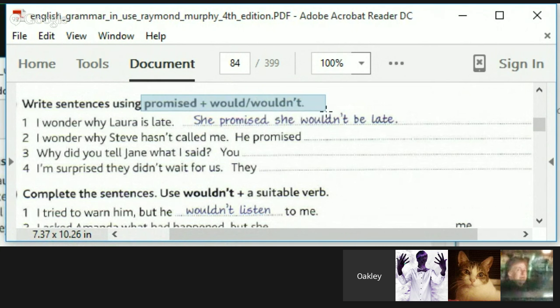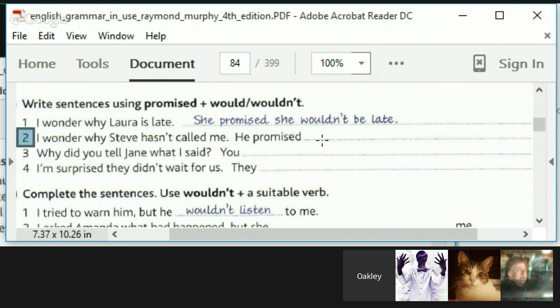Very commonly, we collocate, put together, promised and would or wouldn't. Quite common. So, okay, let's try forming these sentences. I wonder why Laura is late. She promised she wouldn't be late. For example. Okay, and number 2, Ken.